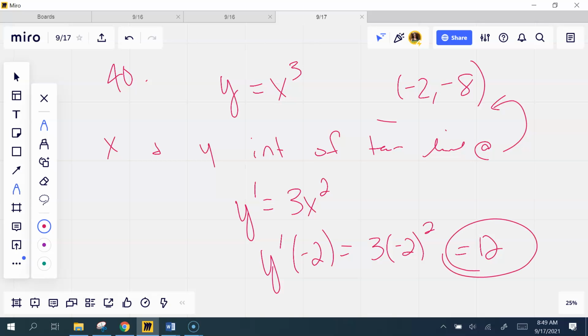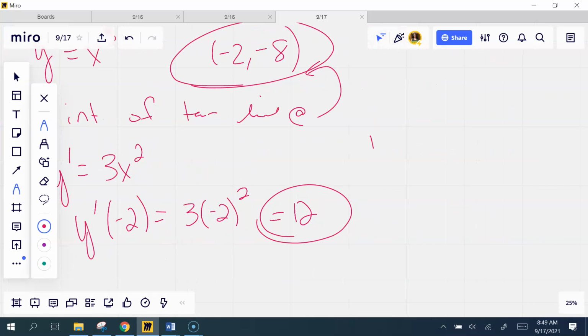I have a slope, I have a point. Let's write the equation of the tan line. Plus, right? They gave us that point. That's why it was non-calculator. They gave us a lot of this stuff. Pluses because they're both negatives.